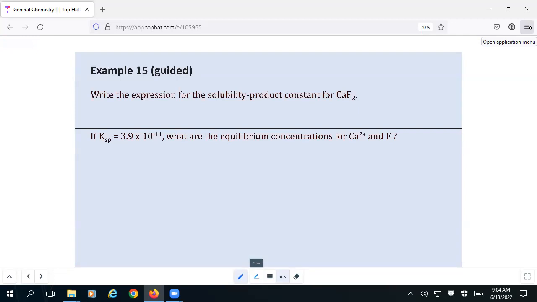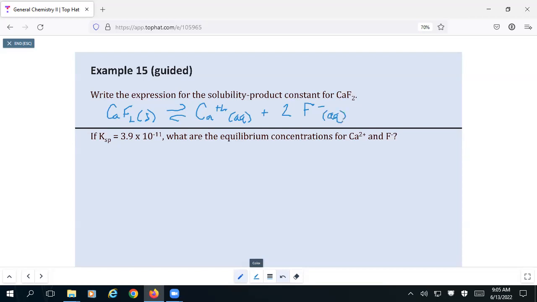So let's take a look at a couple of examples. Our first example here: what is the expression for the solubility product constant for calcium fluoride? Well, in that one, we would be talking about calcium fluoride, the solid, in equilibrium with calcium ion and 2 fluoride ions.